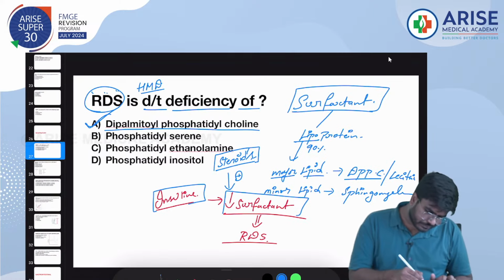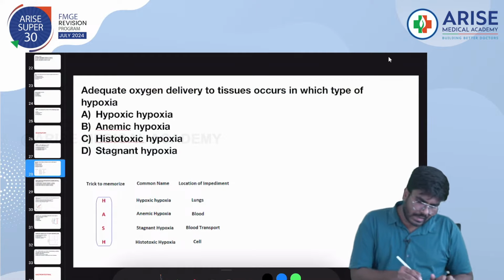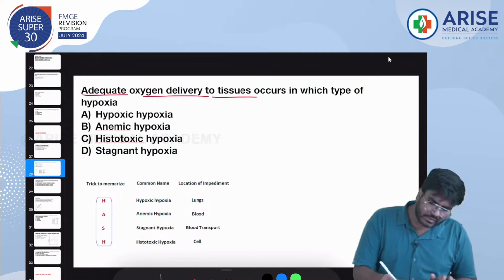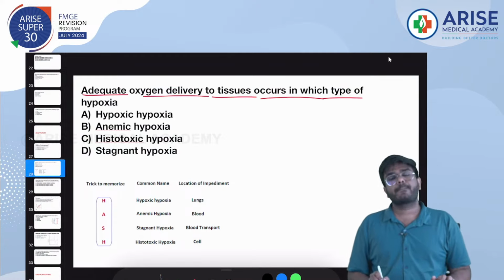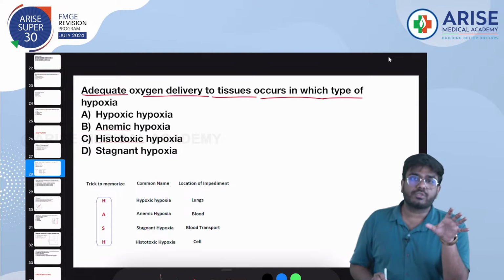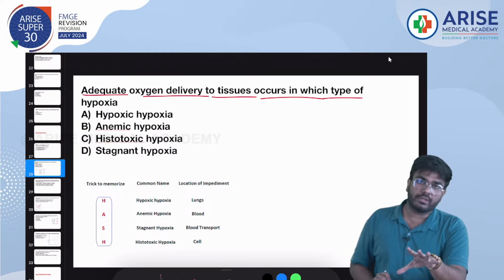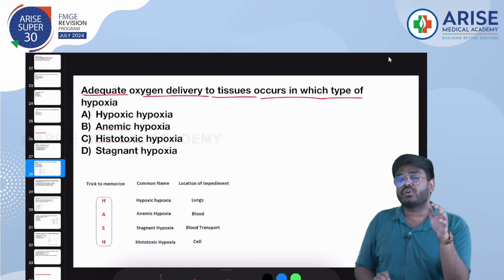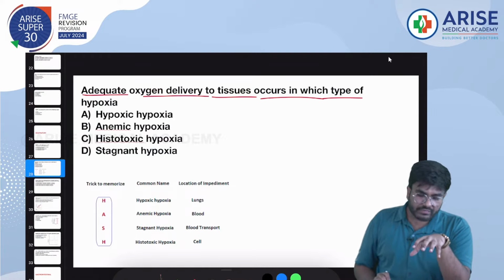Next. Look at this question. Adequate amount of oxygen delivery to the tissues occurs in which type of hypoxia? See, oxygen is going to the tissues. In this question, they are saying oxygen is going to the tissues, but the tissues are unable to use the oxygen. Okay. So in which type of hypoxia?